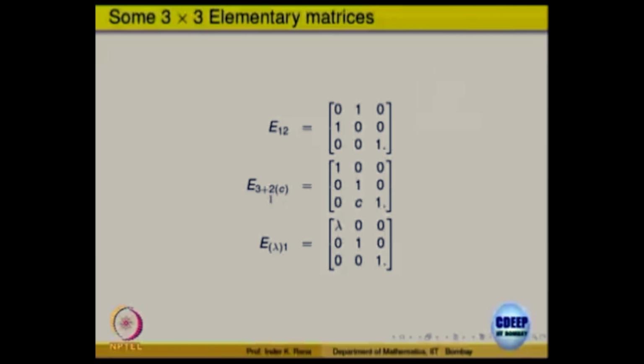Similarly, 3 times 3 plus 2C, E3. That means what? In the third row, add 2 times the second row multiplied by C. So when the second row is multiplied by C and added here, this was 0 earlier, so now it becomes C here, right. So that is E lambda 1, that means what? E lambda 1 means multiplying the first row by the scalar lambda. So these are illustrations of the 3 elementary matrices, right.